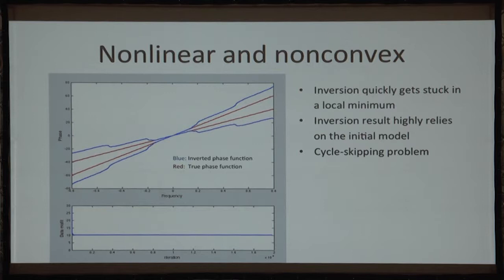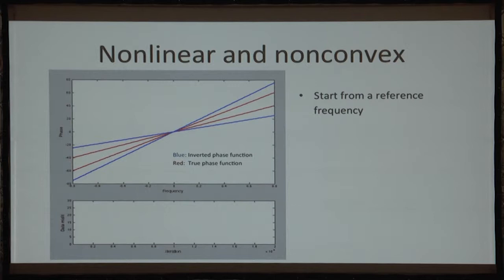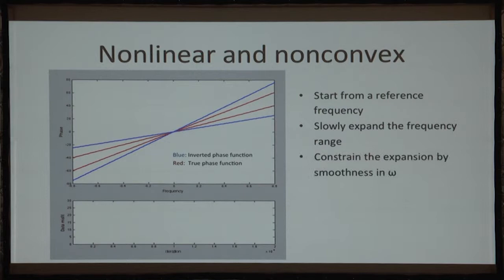So what we also see here is that we have a hope to solve the problem, because if we know the initial solution is closer to the true, we can carry this information across in the frequency space. So let's devise another strategy. Let's start from a reference frequency where the initial is close to the true, and slowly expand the frequency range that we are going to use for the inversion, and constrain the expansion by smoothness in omega. This is very similar to the frequency sweep strategies that people use in full waveform inversion.